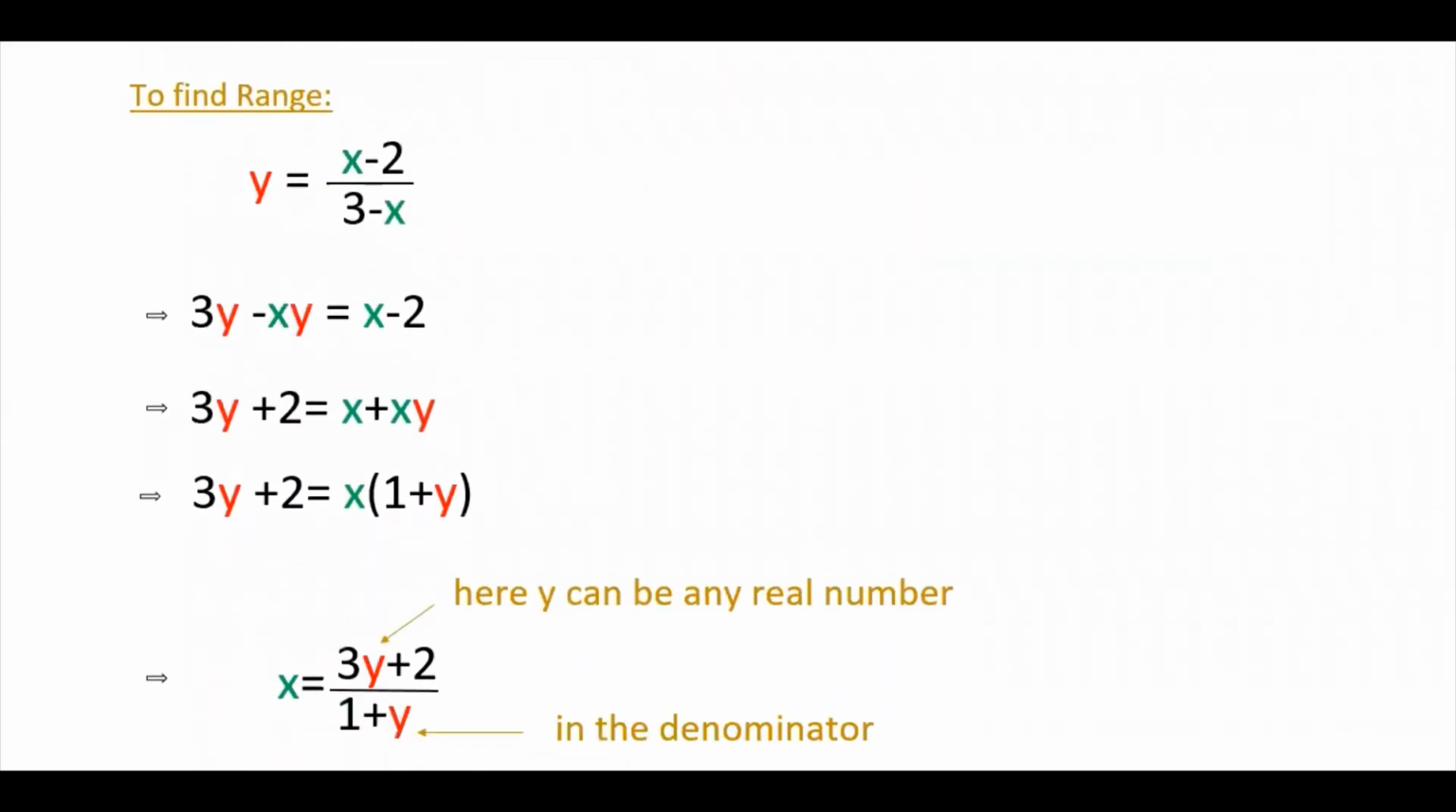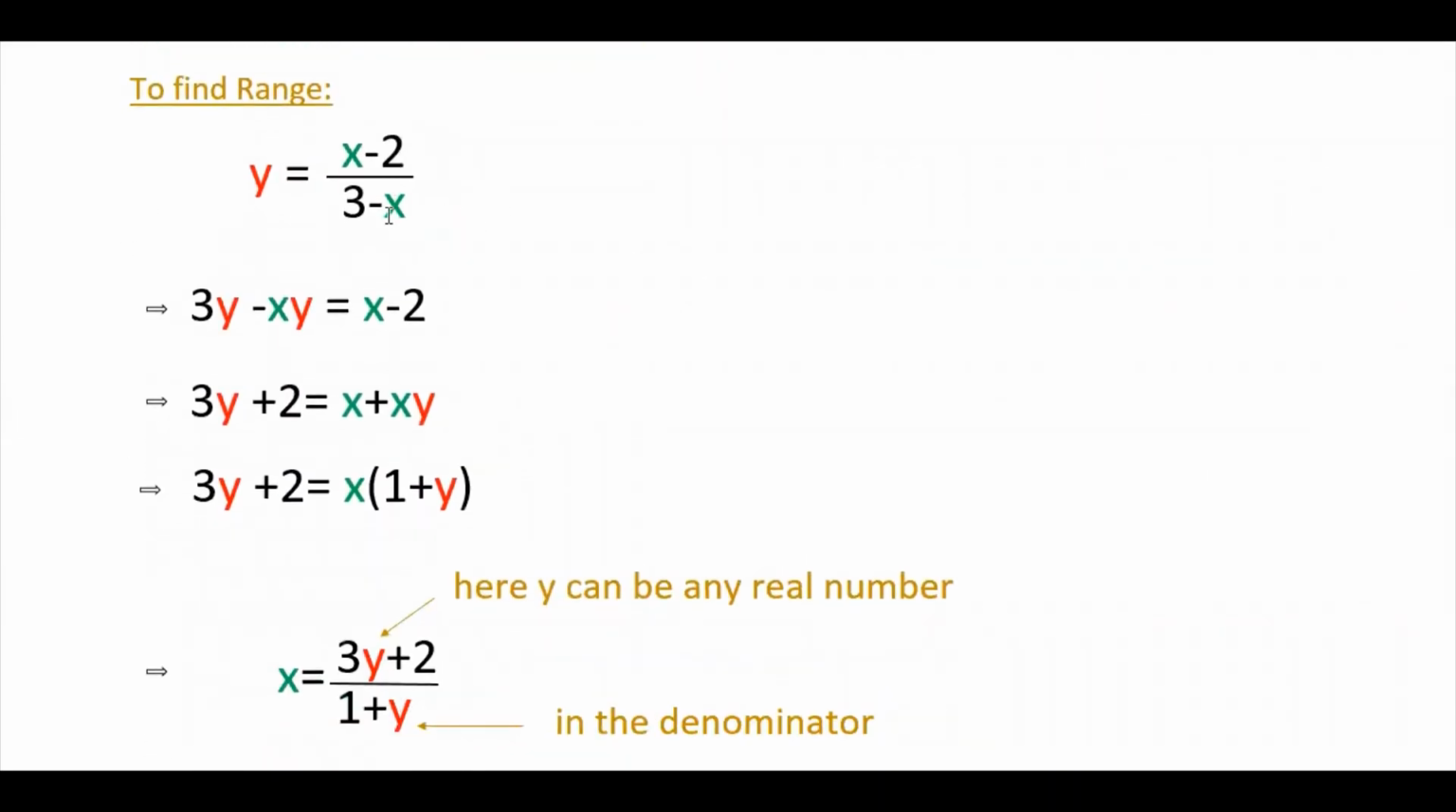So first write y is equal to (x minus 2) by (3 minus x). To write x in terms of y, you have to cross multiply here. So y into (3 minus x), that is 3y minus xy, is equal to (x minus 2) into 1, that is x minus 2. So write all the y values on one side.